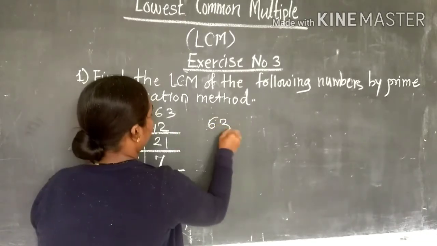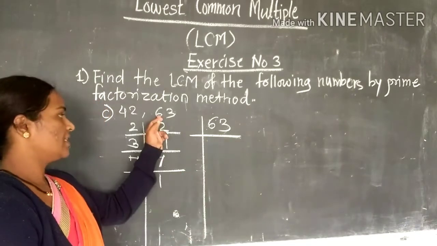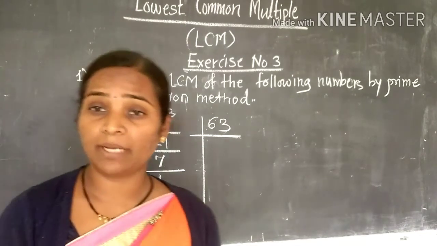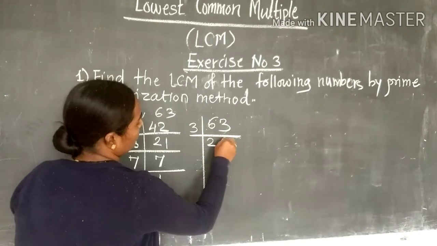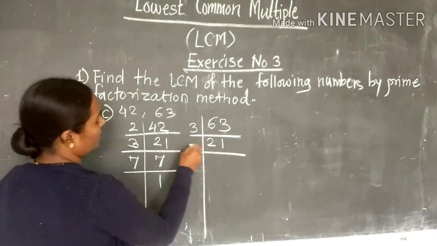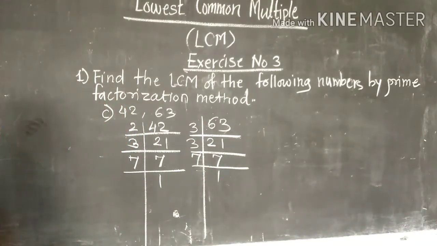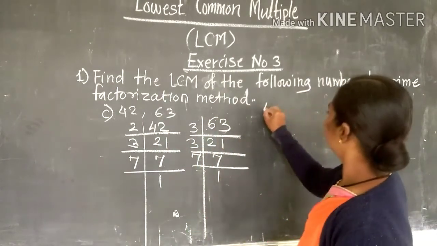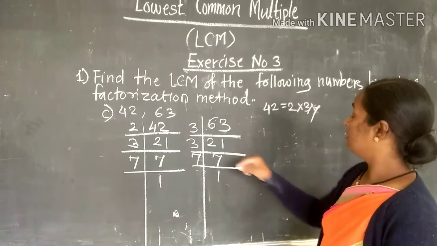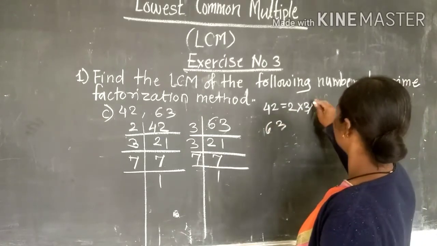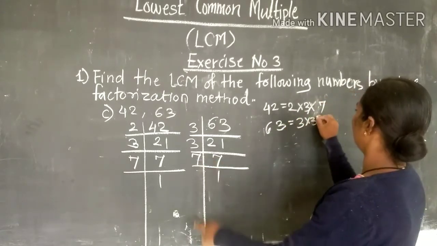Next, for 63 what do you have to do? 63 is divisible by 3. Why? 6 plus 3 is 9, and 9 is divisible by 3, which means 63 is divisible by 3. So 3 2s are 6, 3 1s are 3. Then 21 again: 3 7s are 21, 7 1s are 7. Write down 42 is equal to 2 into 3 into 7. Then 63 is 3 into 3 into 7.